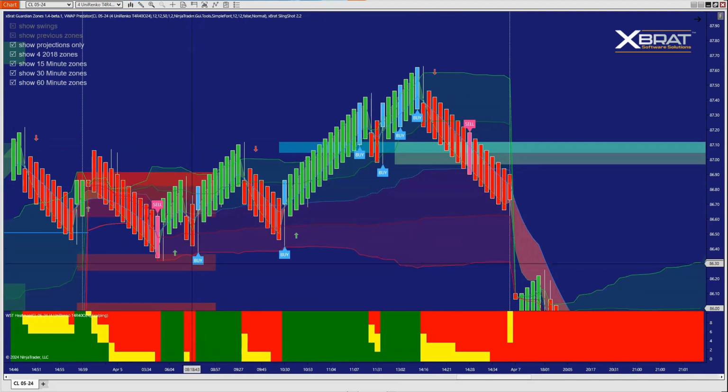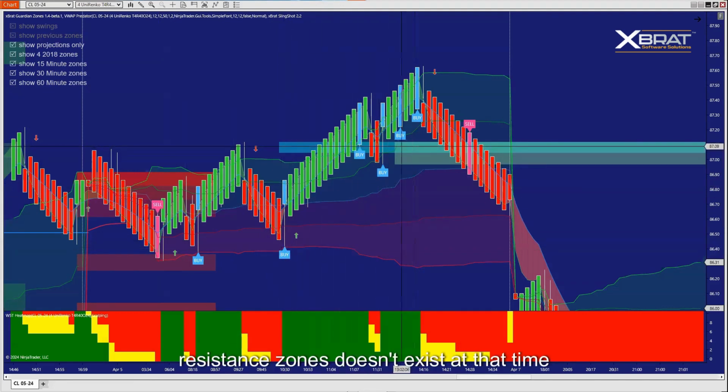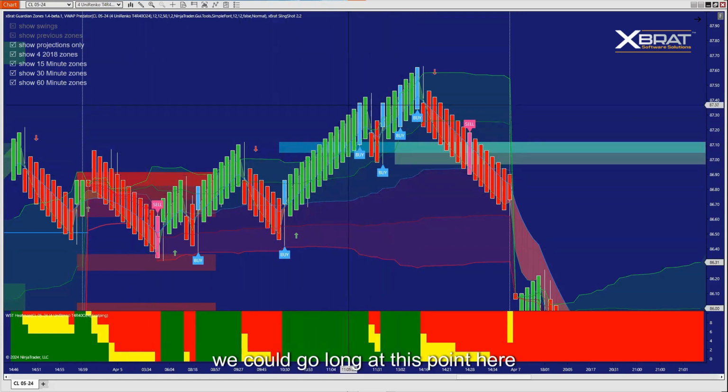Okay. Really don't like this trade, but when it comes back down again to test a very similar resistance, support to this and this, okay, we've got a good opportunity to go long at this point. This resistance zone doesn't exist at that time. It only starts to get printed because we've had 1, 2, 3, 4 touches. So we could go long at this point here. In reality, that's the only trading opportunity for that day.